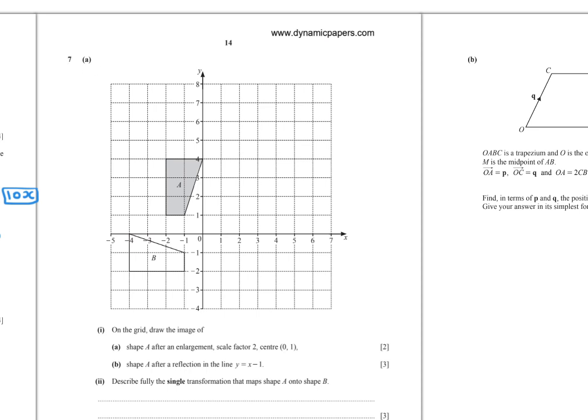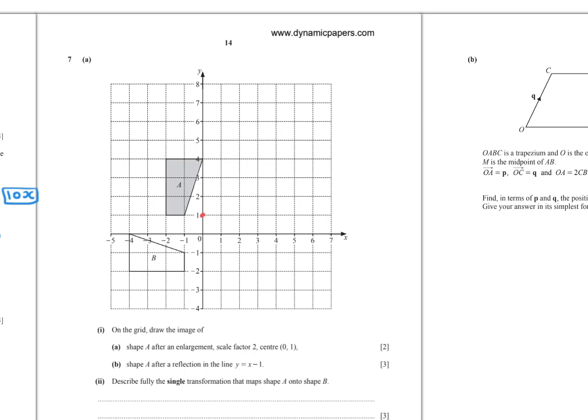Number 7a. On the grid, draw the image of shape A after enlargement scale factor 2, center 0, 1. So this is the center. Now to find the image for this point, from the center to this point is 1 unit to the left. So multiply by 2 because scale factor 2, so it will be 2 to the left.